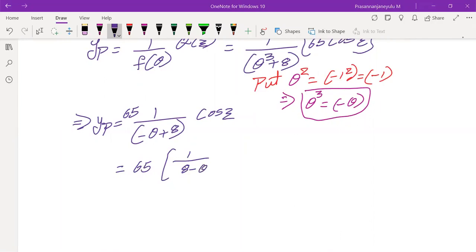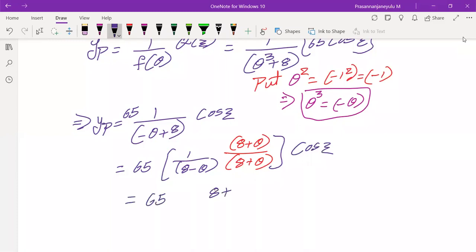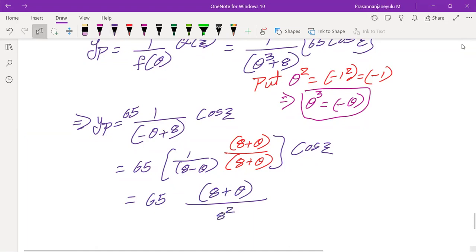Rationalization is nothing but multiplying and dividing with (8 plus theta) by (8 plus theta). So numerator and denominator both are the same, so there is no change. We get here into cos z. Now the numerator becomes 65 into (8 plus theta), and the denominator becomes (a minus b) into (a plus b). 8 minus theta into 8 plus theta is 8 square minus theta square, of cos z.